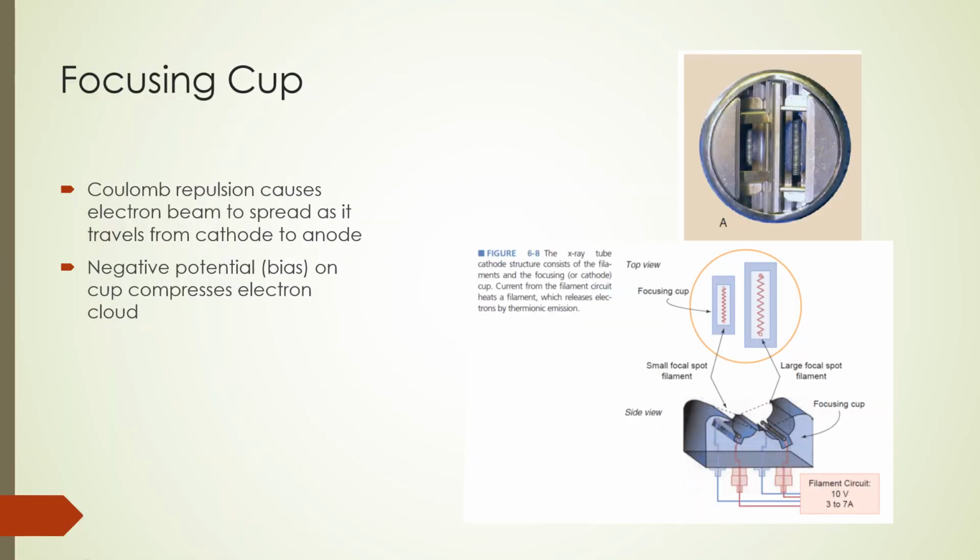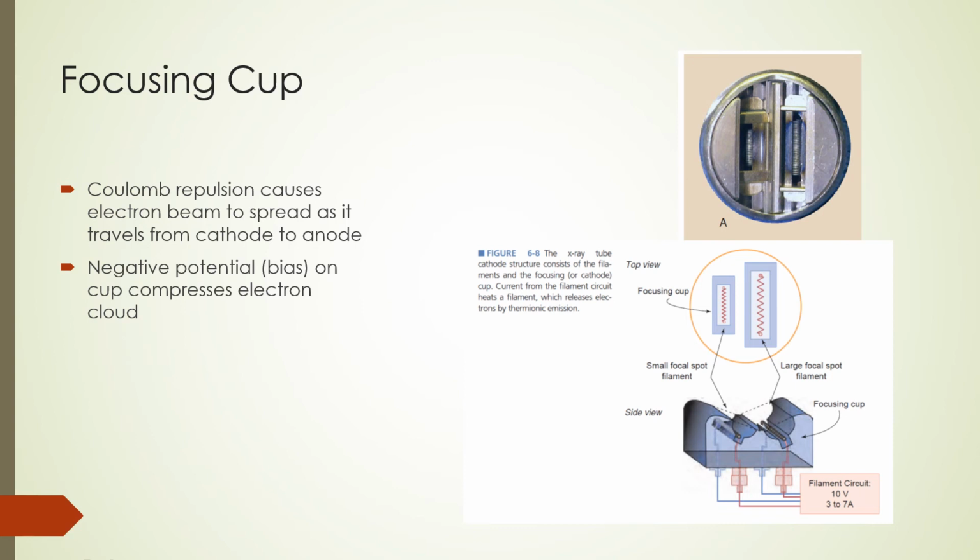The focusing cap is an important part of the cathode. It shapes the electron beam so it can be focused onto the anode target. The focusing cap can be maintained at the same potential as the filament. This allows electrons produced by the filament to be shaped by the cap before accelerating across the tube.